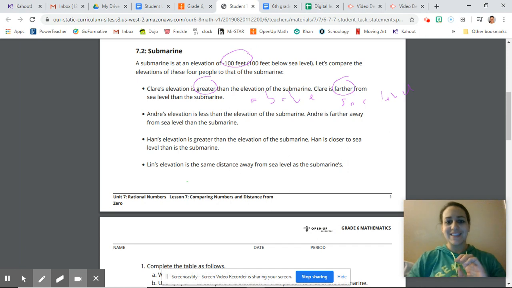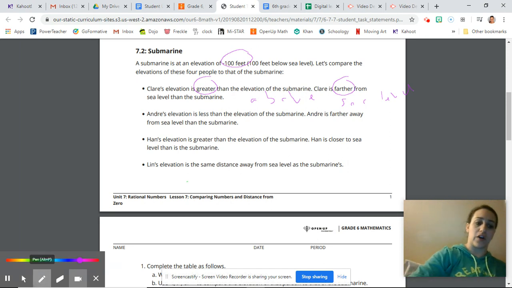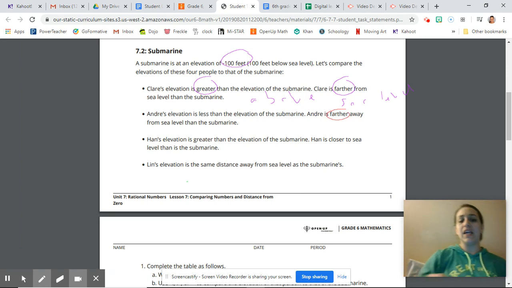Andre's elevation is less than the elevation of the submarine. Okay, less, lower. We're getting deeper. Andre is further away from sea level than the submarine. Okay, he is farther, just like Claire was farther. However, he's farther, but he also is less. So he's in a different situation than Claire. He's going to be deeper.